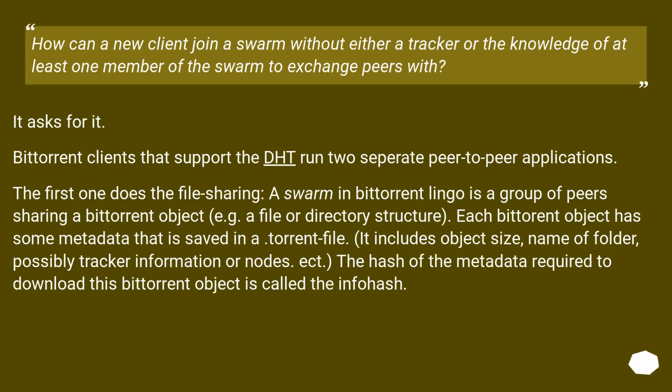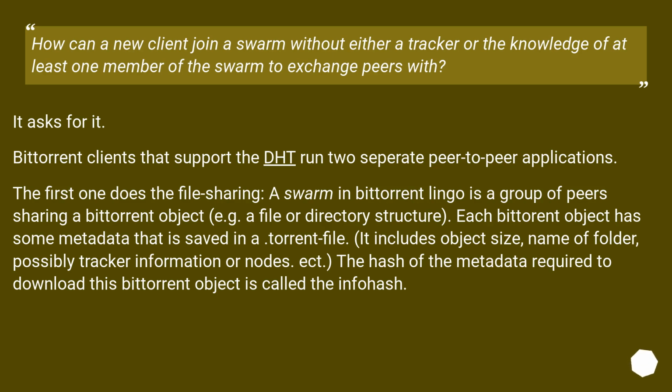How can a new client join a swarm without either a tracker or the knowledge of at least one member of the swarm to exchange peers with? It asks for it. BitTorrent clients that support the DHT run two separate peer-to-peer applications. The first one does the file sharing.